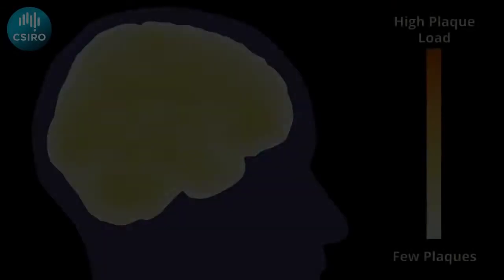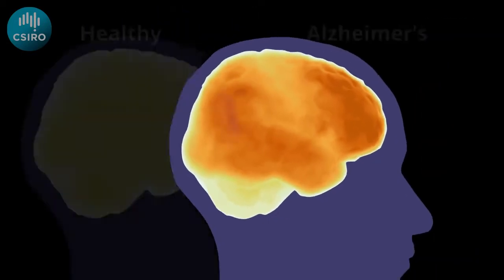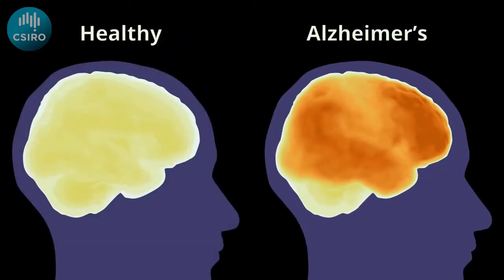The buildup of plaques in the brain can take place over several decades and is one of the main indications of Alzheimer's disease. Plaques can occur years before any loss in brain function is seen.